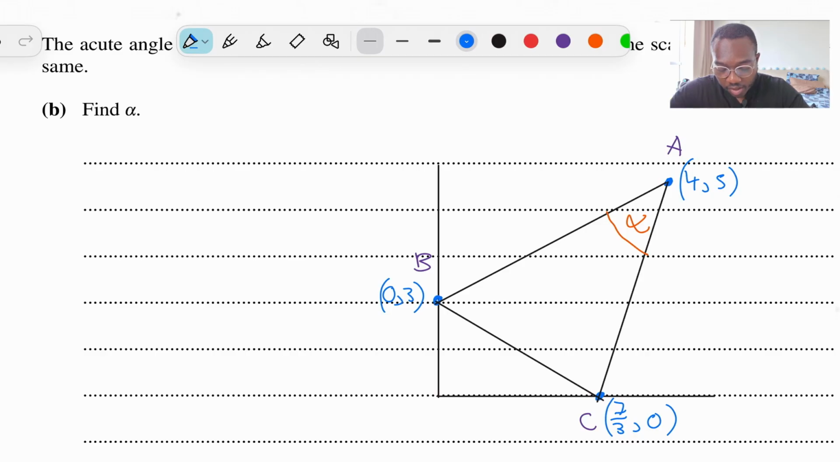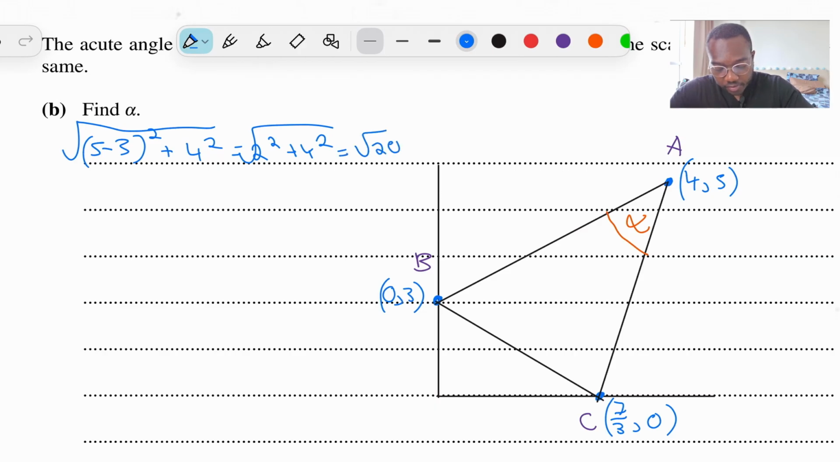First things first, let's look at what our lengths are. Let's look at what I've done as my A and B line, and what that length would be. We would get 5 minus 3, all squared, and then 4 minus 0, so 4 squared. If you work that out, that would be 2 squared plus 4 squared, so we get root 20. So we know that this length here is root 20, and we just do the same for all of them.